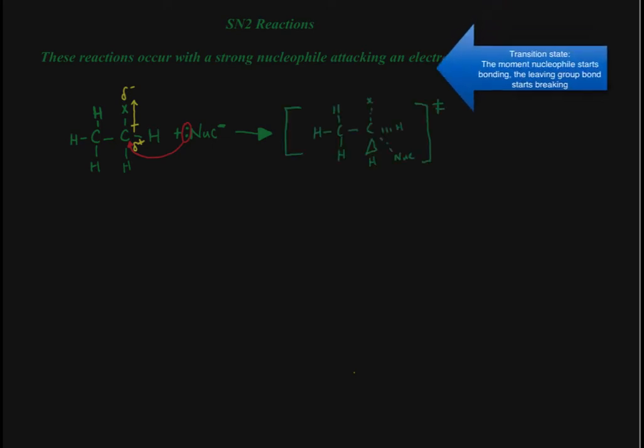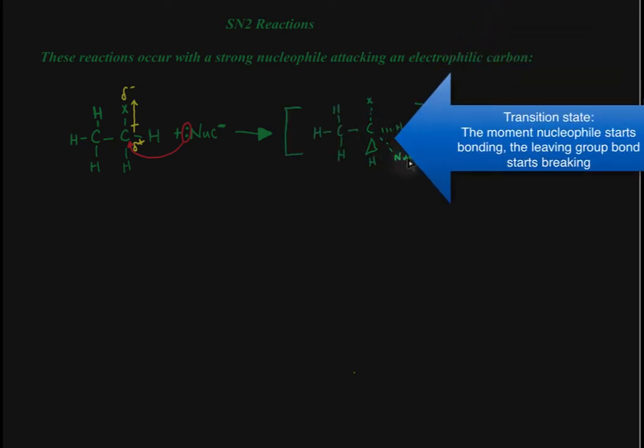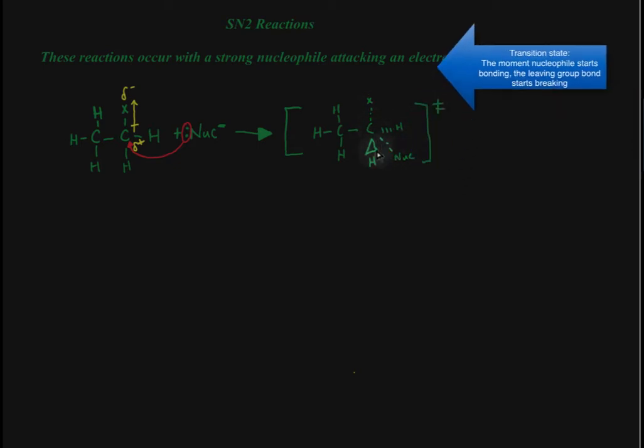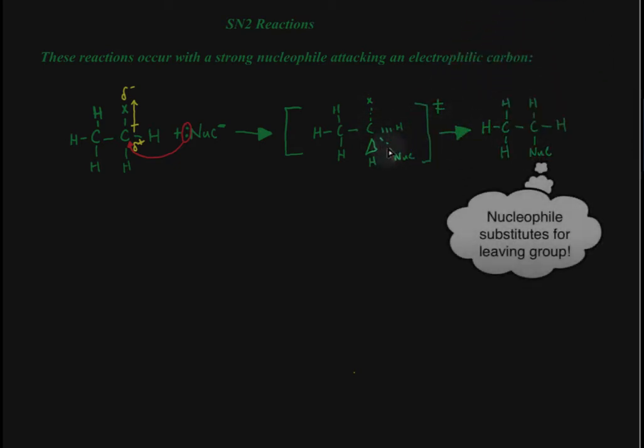Now, if you remember from the big picture, this is a concerted reaction, so it's going to form a transition state. The moment this nucleophile bond starts forming, this one starts breaking. So it forms a transition state. On your energy diagram, it's the highest point. And then what happens is the nucleophile takes the place of the leaving group. All right, the halogen becomes a leaving group.